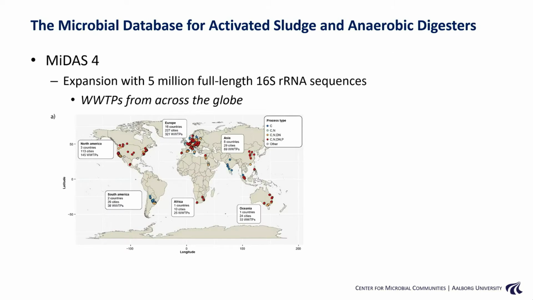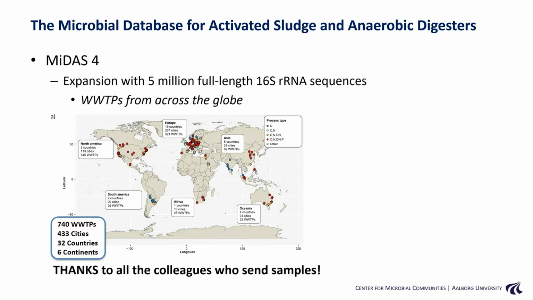So, of course, MiDAS 3 was just based on the Danish wastewater treatment plants and anaerobic digesters. We wanted to go a step further and create a database which was relevant for wastewater treatment plants and researchers all over the globe. So we expanded the MiDAS 3 database with 5 million of these full-length 16S rRNA sequences from all over the globe. So we covered more than 700 wastewater treatment plants in more than 30 countries on 6 continents. So we get a good overview of all the bacteria which are in these systems. And of course, that has only been possible because we had a lot of good collaborators who could help us sample all of these wastewater treatment plants and ship the samples to us.